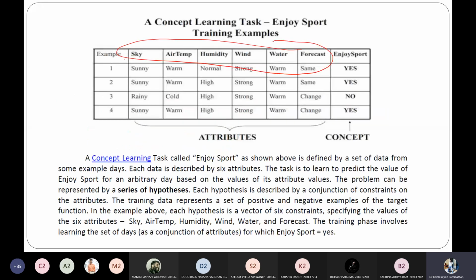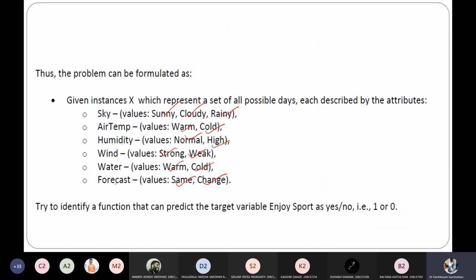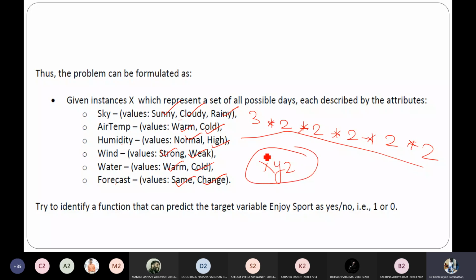Now, how many predictions may be possible? There are 6 attributes in this table. Sky has 3 values, so 3 into air temperature, which is 2, into humidity, which is 2, into wind, which is 2, into water, which is 2, into forecast, which is 2. When you multiply all these, you will get the number of possible predictions for the given target variable, enjoy sport. So now this enjoy sport is the target function.